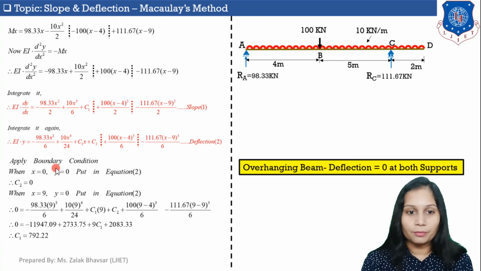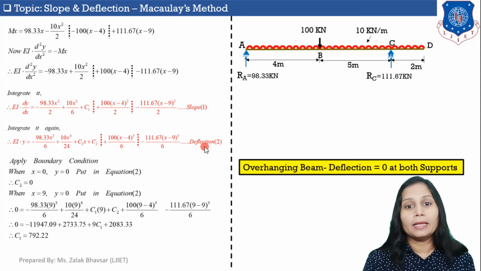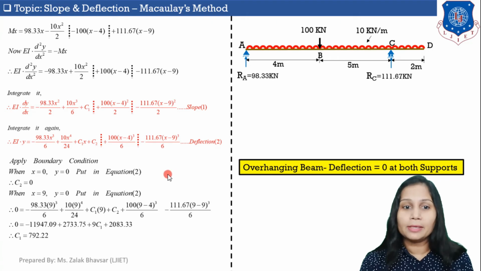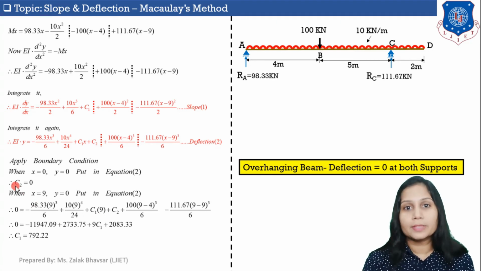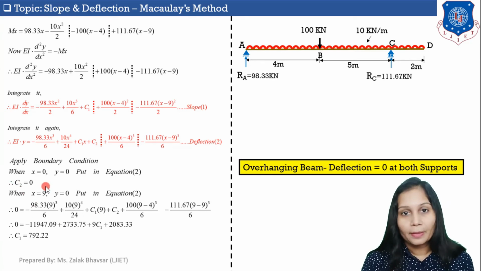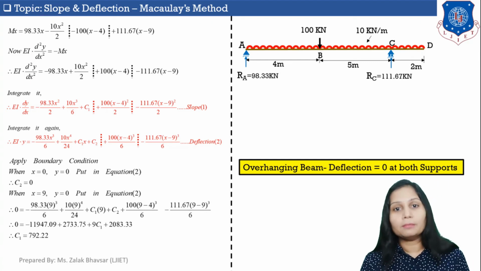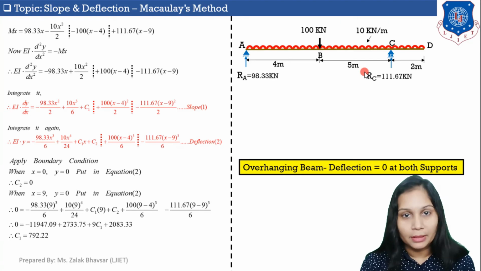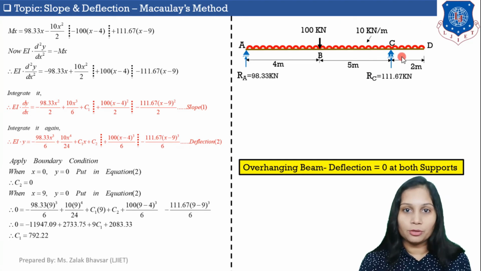So if we put value of x is equal to 0 and y is equal to 0 in second equation, which is for deflection, then I will get the value of C2 is equal to 0. Now let's apply another boundary condition. So when x is equal to 9 meter, then deflection is equal to 0.